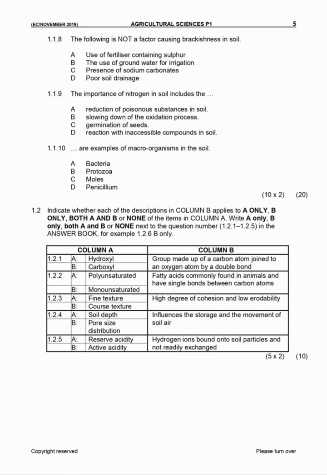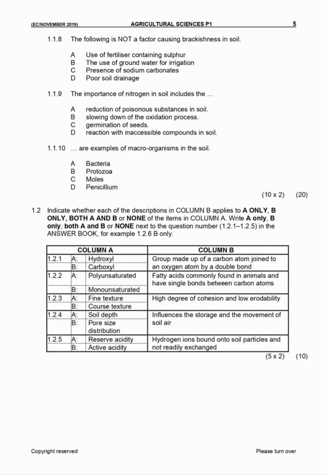You have fine texture and low, and coarse texture, high degree of cohesion and low erodibility. So A only there is the correct answer. 1.2.4: influences the storage and the movement of soil air. Which one of the two influences the storage? Is it the soil depth or is it the pore size distribution? Or is it both or is it none of them? I think it's both. Right?